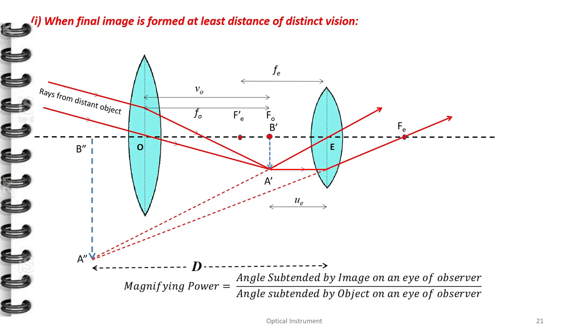Magnifying power of the telescope is given by angle subtended by image on an eye of an observer, that is this angle beta, divided by the angle subtended by object on an eye of an observer, that is this angle alpha. Now, since the size of the telescope is very small as compared to the distance of an object from it, the angle subtended by object on objective lens or on eyepiece is same. Therefore, for the sake of simplicity, we are considering the angle alpha as the angle which is subtended by the object on an eye of an observer over here. Now, since these two angles are vertically opposite to each other, we can consider this angle also as alpha.